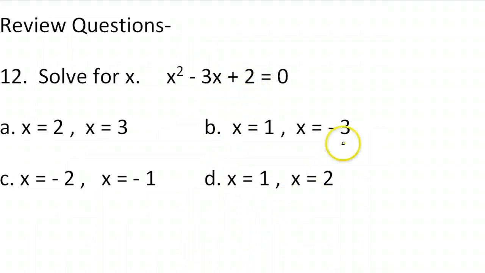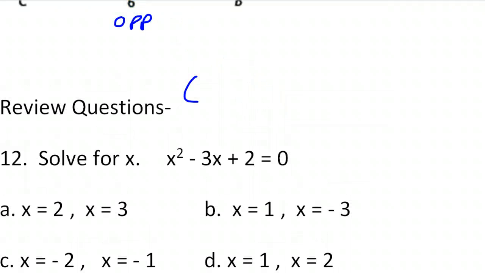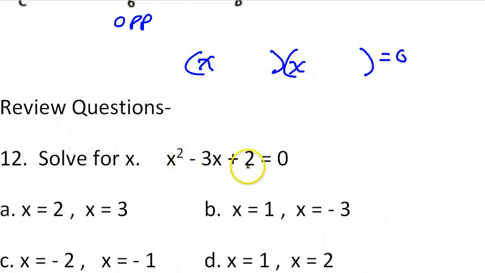Let's try to factor it. Looking at the answers, they're all whole numbers. Well, not whole numbers, but integers. So that means this is probably factorable. So let's just go for it. If this is going to be factorable, let me leave myself a little space. Then it'll be a binomial times a binomial. So x squared can only be x times x. 2 can only be 2 times 1. Inner plus outer equals middle.